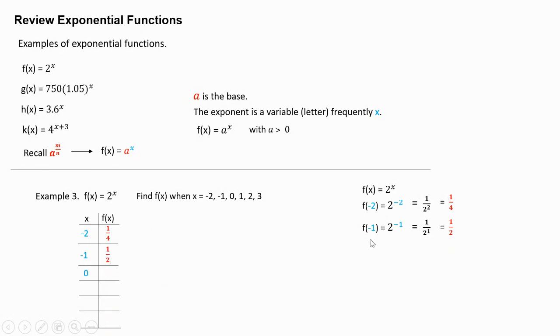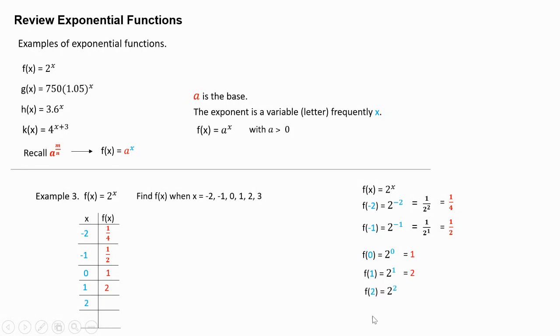Now we're going to evaluate it at 0. So f of 0 equals 2 to the 0 power. Anything to the 0 power is equal to 1. So when x is 0, y is 1. Now, when x is 1, it's going to be 2 to the first power because we plug in the 1 where the x is. So the answer is 2. So f of 1 equals 2.